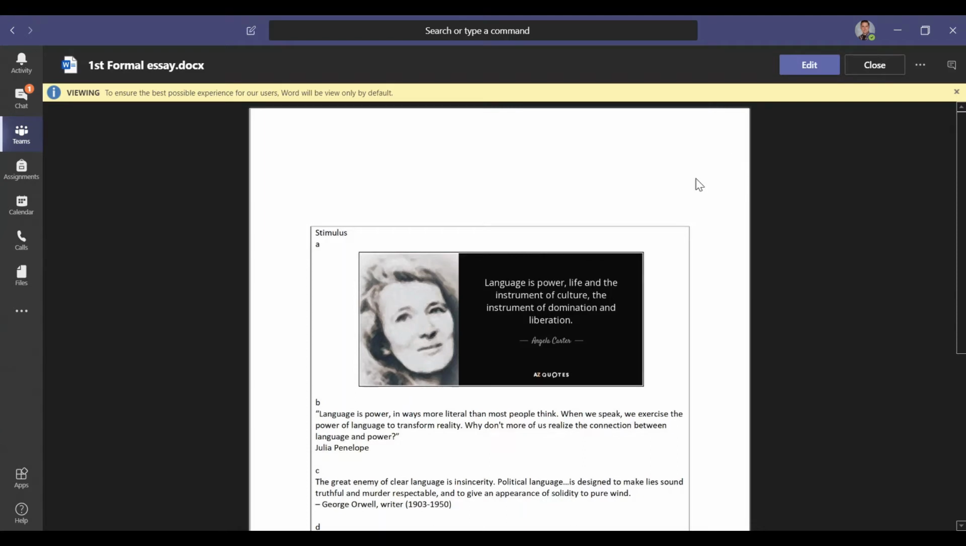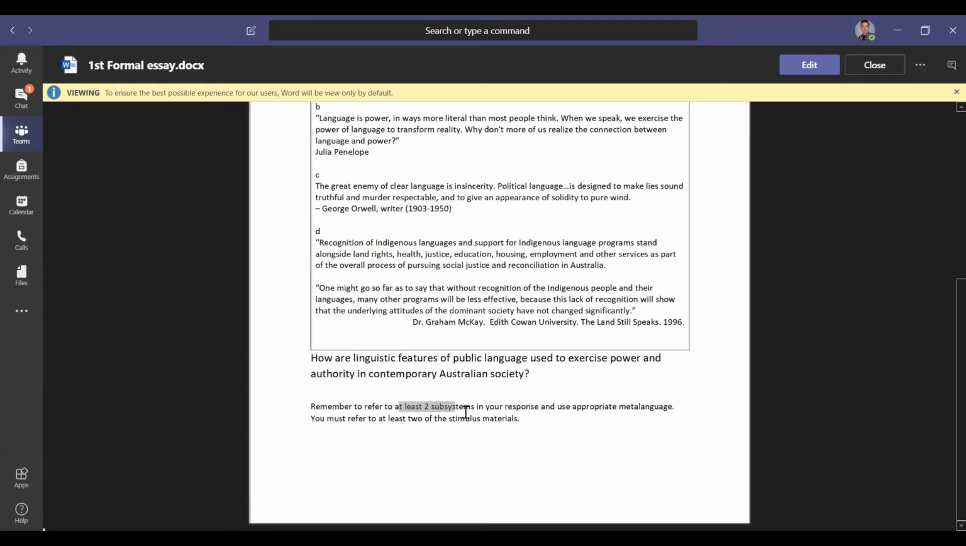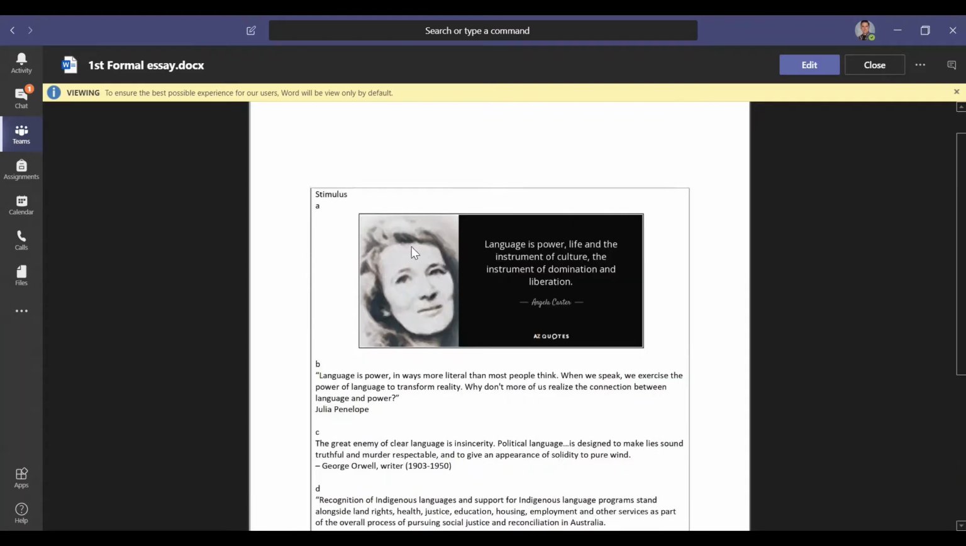Good morning. Just going to chat through this essay topic because I know that it looks a bit weird in the way it's set out, and you've got your stimulus up the top and the question down the bottom, and then, make sure you look at two subsystems. So just the way it's set out is a bit clunky, but that's the way it is on the exam, so that's why I've done it like that.